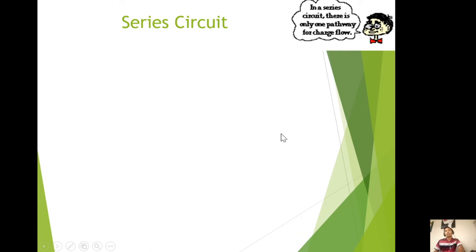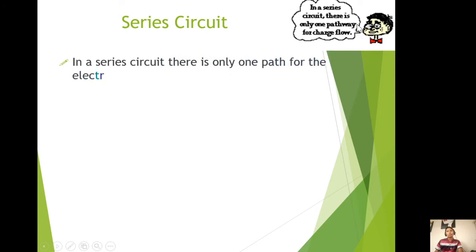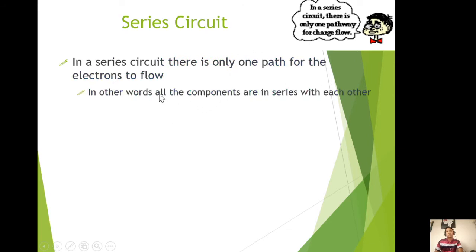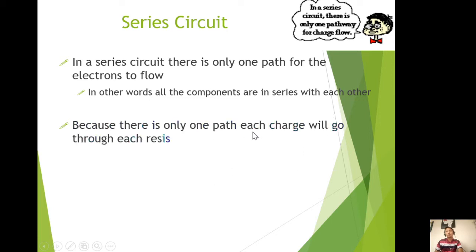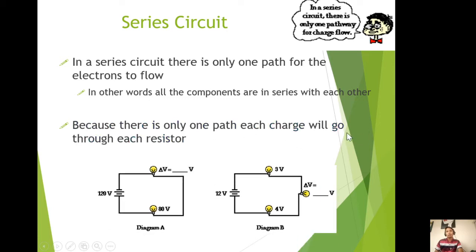In a series circuit, there is only one pathway for charge flow, as we have discussed. Let me repeat: there's only one path for the electrons to flow. In other words, all the components are in series with each other. Because there is only one path, each charge will go through each resistor.